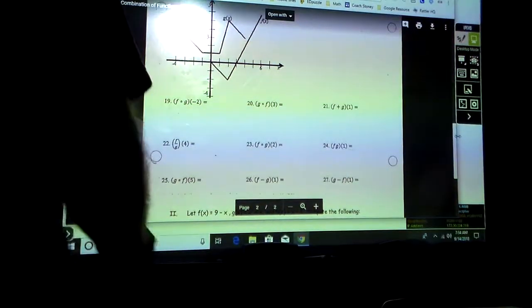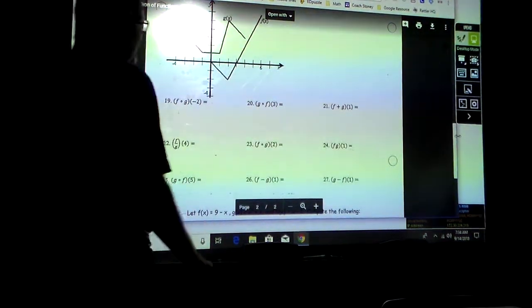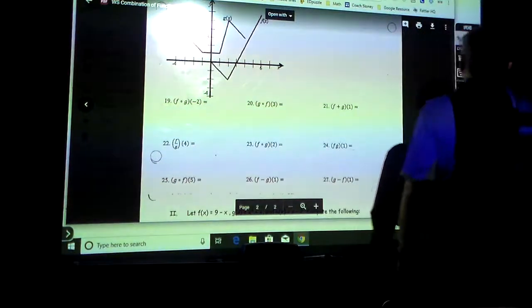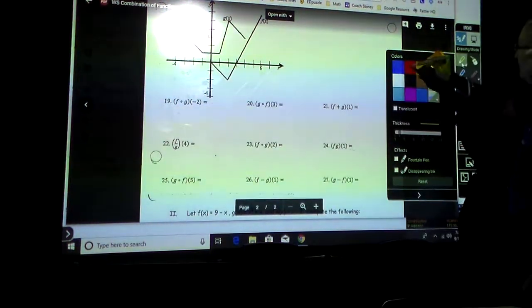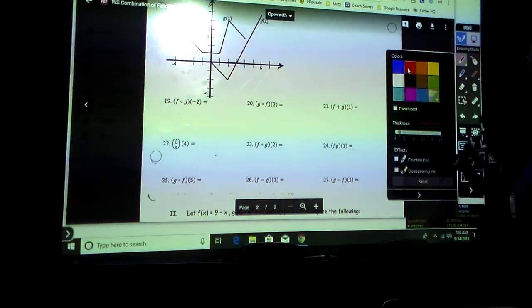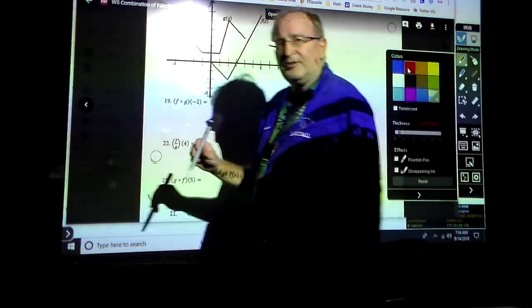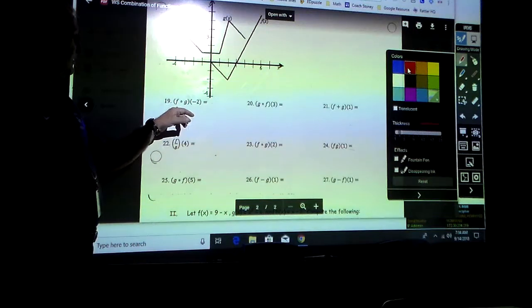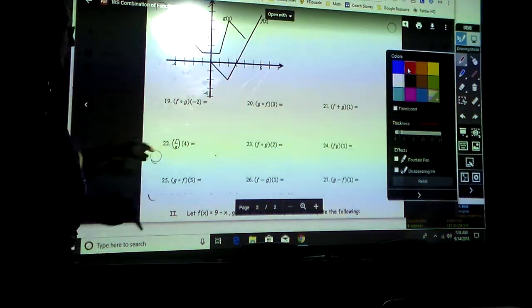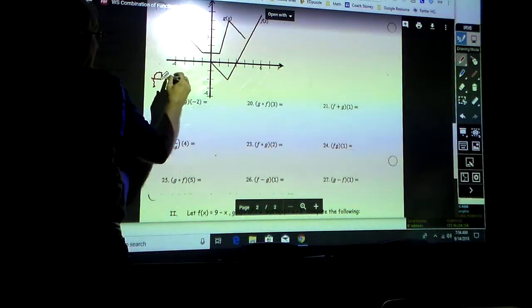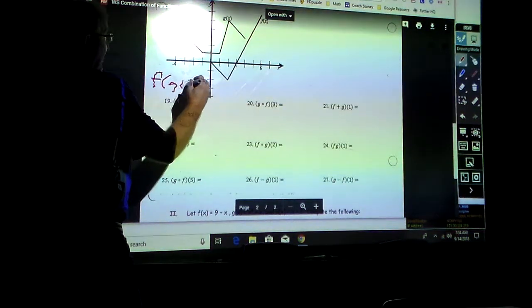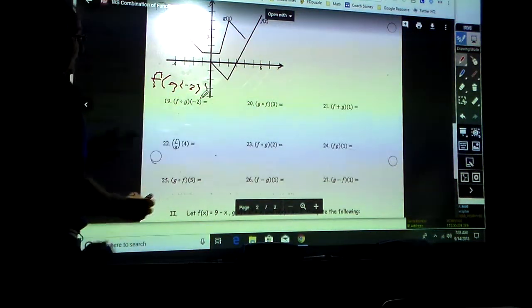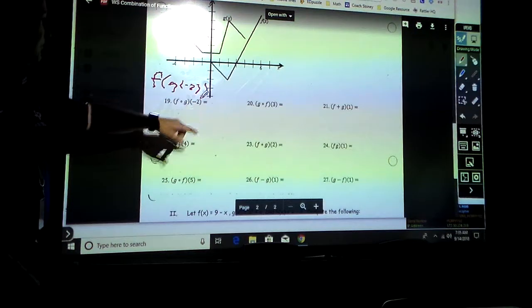Okay, this is a little bit like the last thing that we particularly did, where we're going to find some points. So first off, I want to mention this right here. The first thing I want to look at says f of g of negative 2, which means simply that I will do the g of negative 2 first because it would be inside the big parentheses. So I'm going to do g of negative 2.